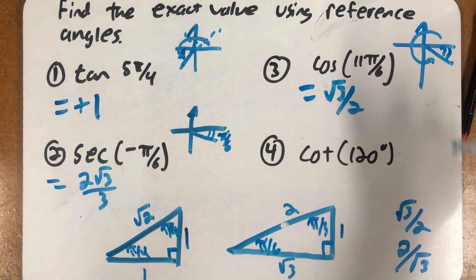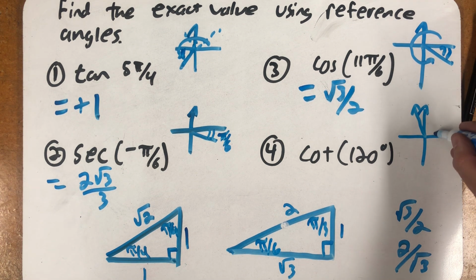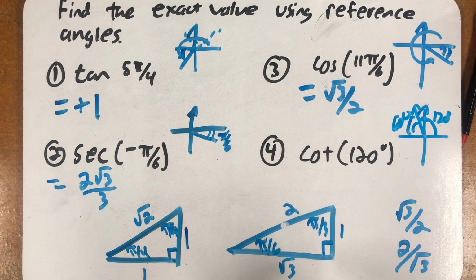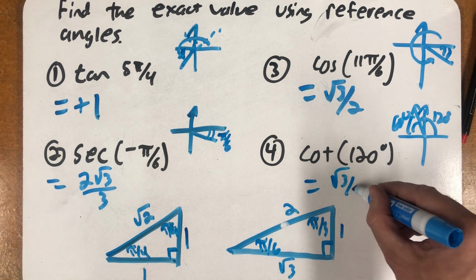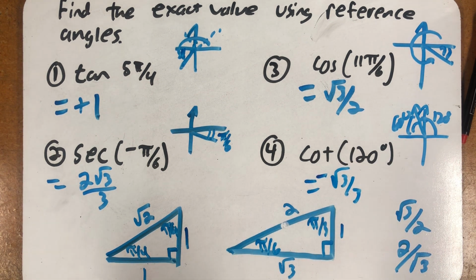The cotangent of 120 degrees. 120 is right here. Reference angle of 60. All right, my 60-degree angle right up here, and I'm thinking cotangent. Well, tangent's opposite over adjacent, so cotangent is adjacent over opposite. That'd be 1 over root 3, which I want to rationalize. And we're in quadrant number 2, where cotangent and tangent would be negative. And that's how we can use reference angles to find exact values of our trigonometric functions.